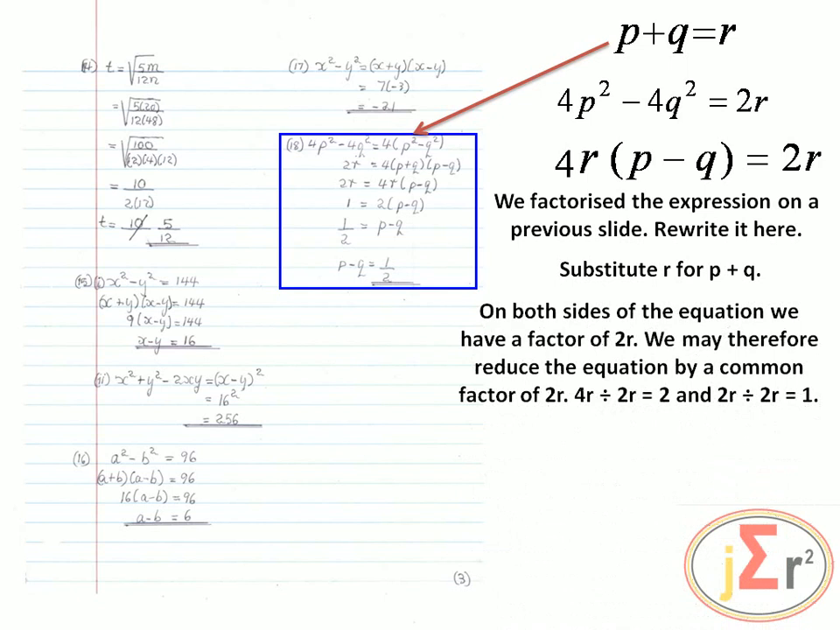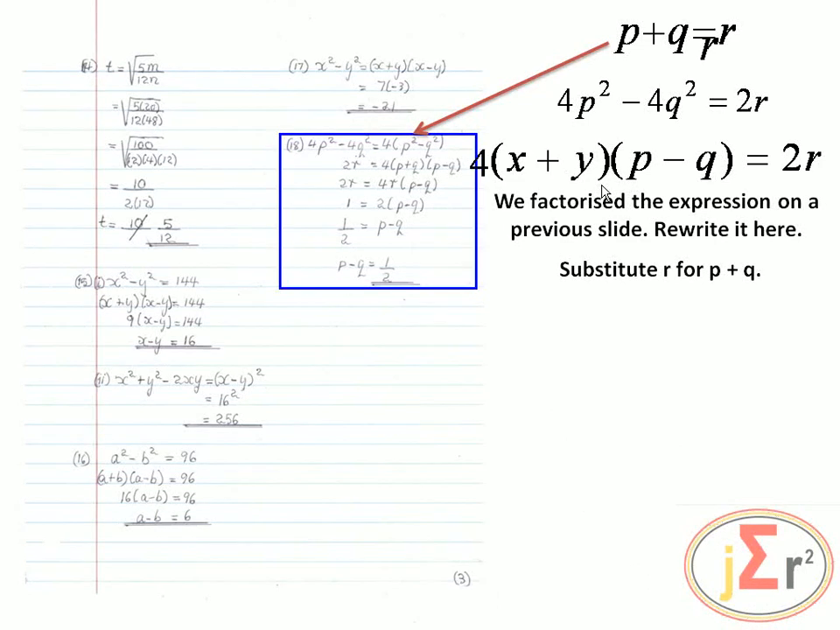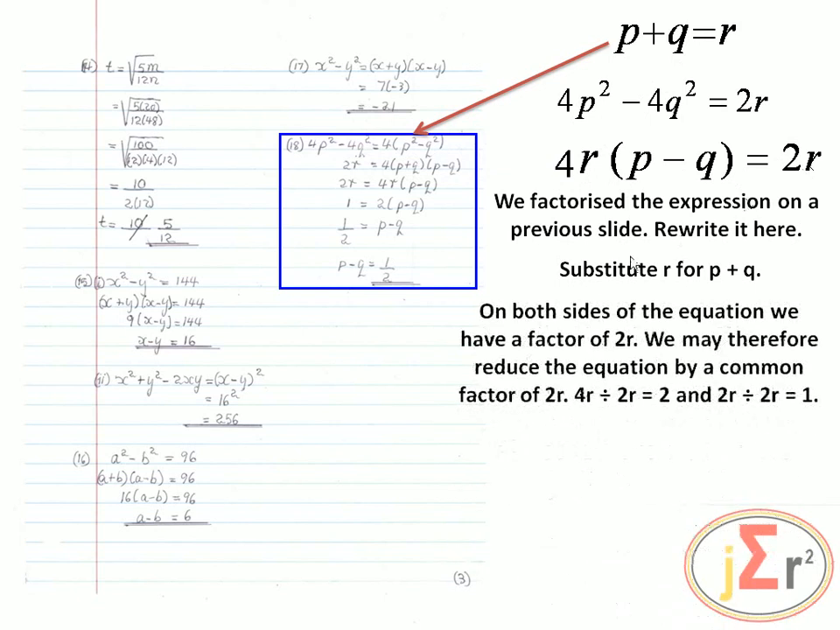On both sides of the equation, we have a factor of 2r. We may therefore reduce the equation by a common factor of 2r. So we have 4r, we have p - q, and we have 2r. So on both sides of the equation we have a factor of 2r. We may therefore reduce the equation by a common factor of 2r. So 4r divided by 2r is 2, and 2r divided by 2r is 1.